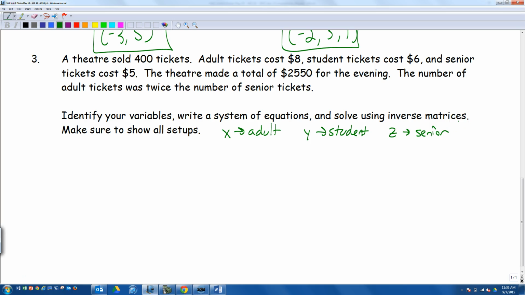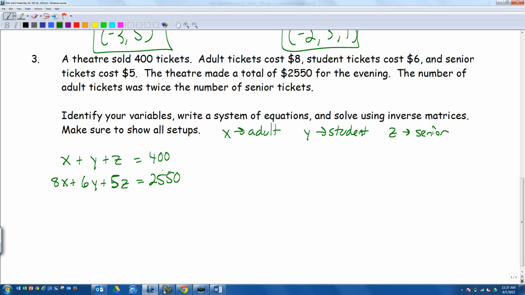So the first one you should always write down is the total number of tickets sold. That's 400. So the first equation is X plus Y plus Z, because these are number of tickets sold, is equal to 400. The second equation is usually the cost one, where it deals with the money. It's $8 per adult ticket, $6 per student ticket, and $5 per senior ticket. And the amount they made was $2550.